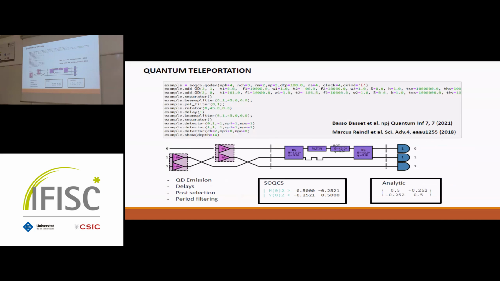And this delay allows us to do things as simple or as complicated as we want. I like this circuit very much because it looks very simple and very innocent: only two beam splitters, a polarization filter and a rotation. It looks very simple, but it has everything. In this case, I will explain, it has an emission of quantum dots with entangled photons that will not be perfect. It contains a delay in here. It contains post-selection and period filtering. How does this work?